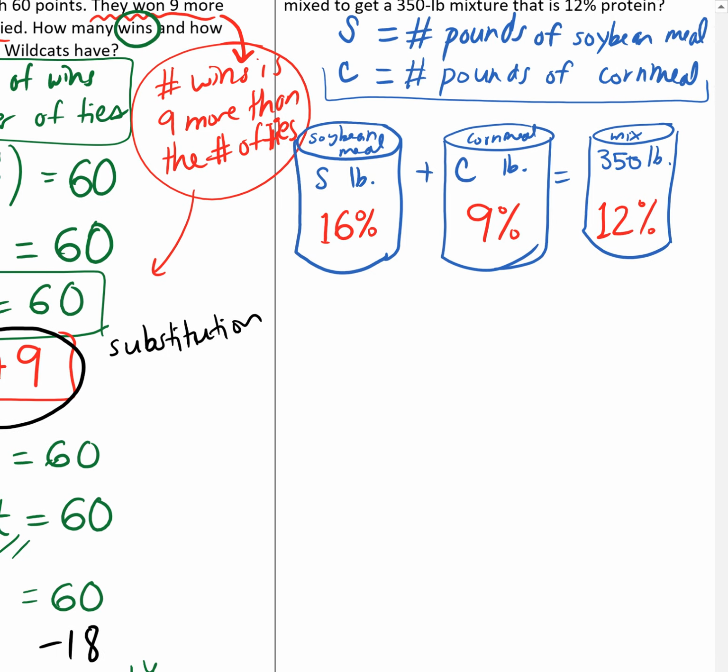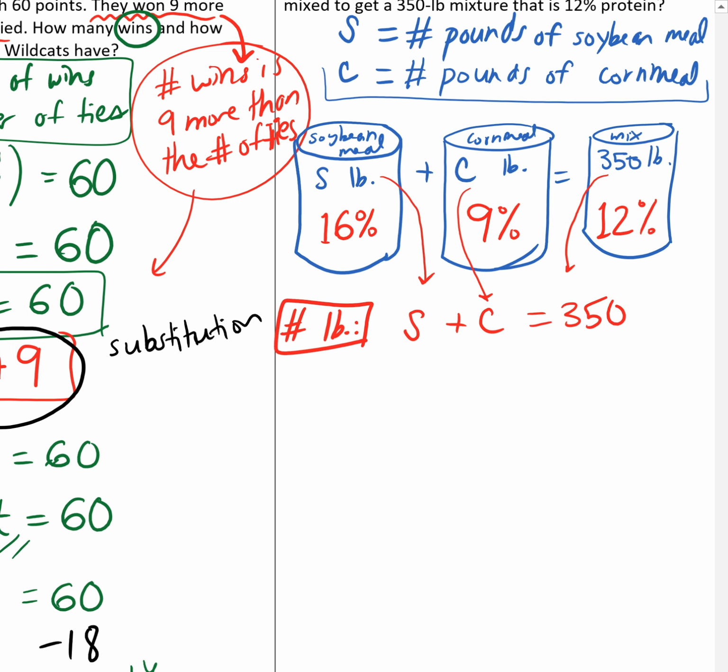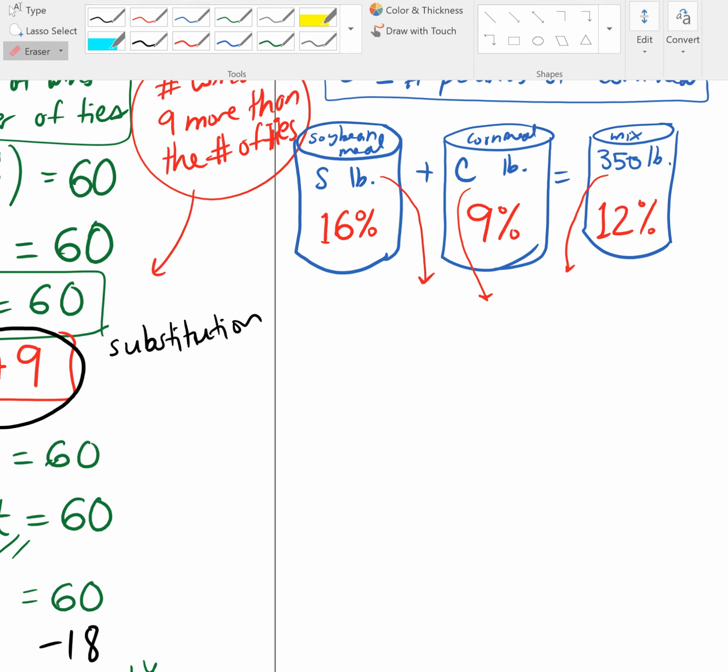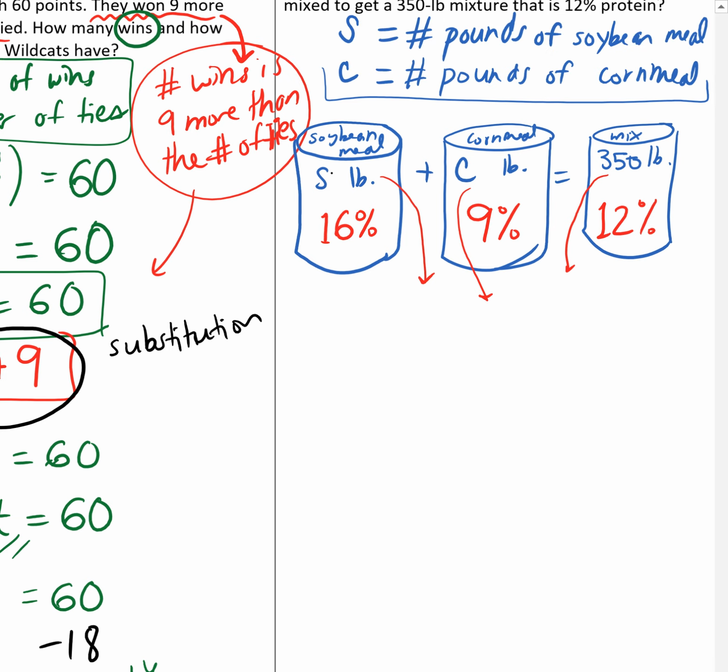One equation right away comes from the number of pounds. You're taking S pounds of the soybean meal, adding C pounds of the cornmeal, and ending up with 350 pounds of the mixture. I shouldn't have written it in red, because that makes it seem like you're using the percentages. I'm sorry. You're only using the number of pounds of each thing: S pounds, C pounds, and 350 pounds. So S plus C is 350. That equation represents how many pounds of each you're combining.